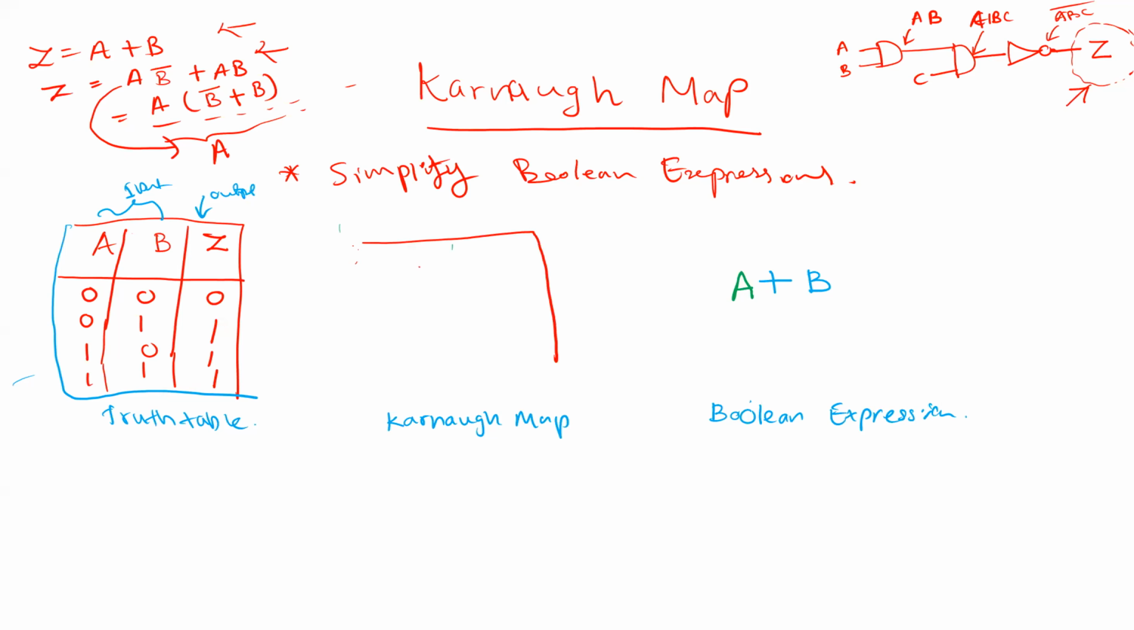There's a specific way that we draw that. We have to create a rectangle like this, and based on the entries, based on the number of inputs, we can mark entries in this Karnaugh map. We have two entries in the truth table. Therefore I use A up there, B up here.